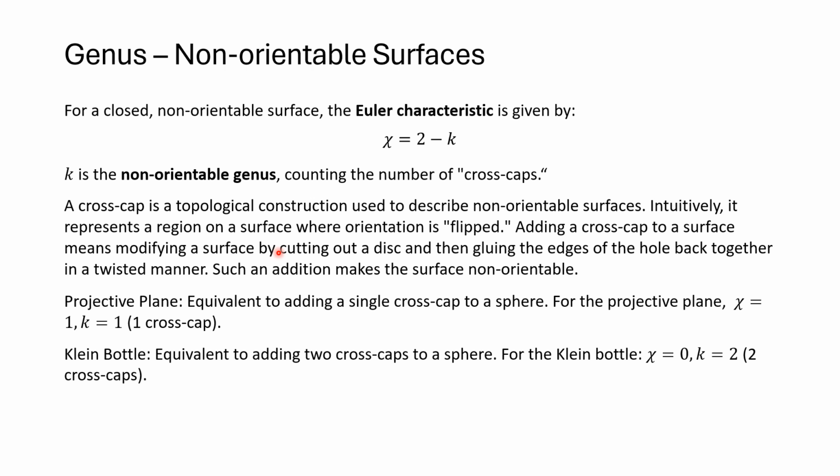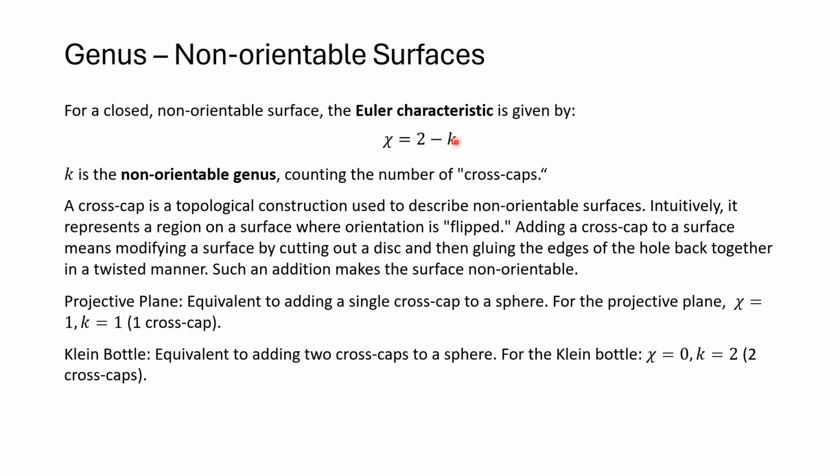But the idea is you're basically cutting a hole, a slit in a surface, and you're inserting a Mobius strip in there. So you're creating the non-orientable part. And depending on how many of those you need to add, that gives you the genus. So I'm just going to state this here. I don't think these are obvious either, but just for your information, the projective plane is equivalent to adding a single crosscap to a sphere.